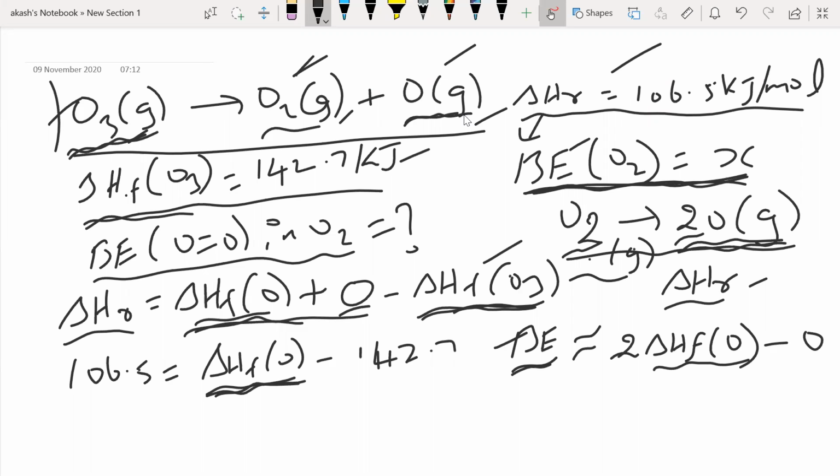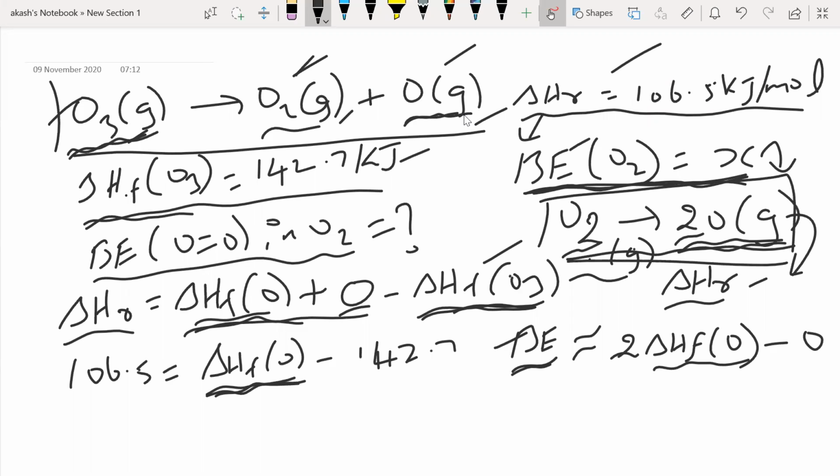And what I need to find out is the bond enthalpy. We'll not be able to directly find it out, but how can I do it is, I can write the bond enthalpy reaction. Bond enthalpy of O2 is equal. Now, how will I write the reaction? O2 gas gives 2 oxygen gas, oxygen atom. Correct? So obviously this is what is my bond enthalpy reaction.